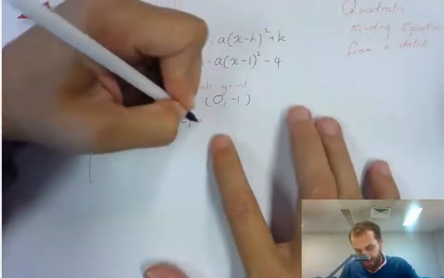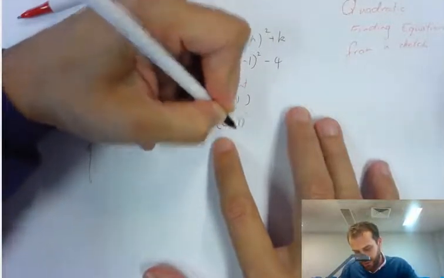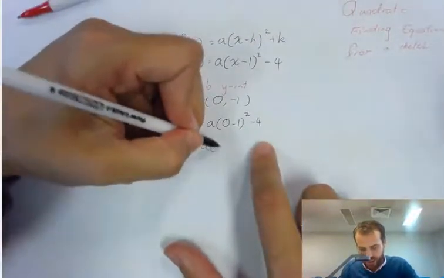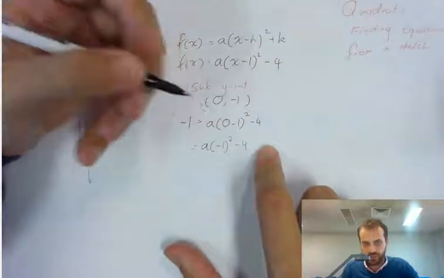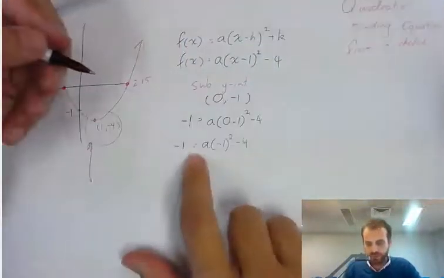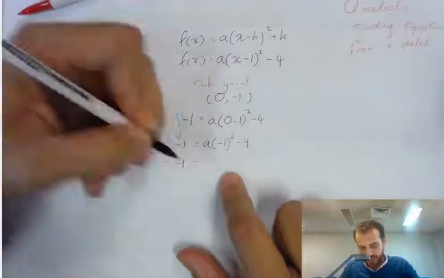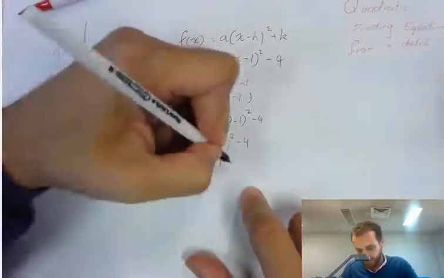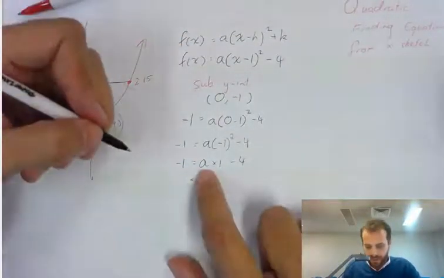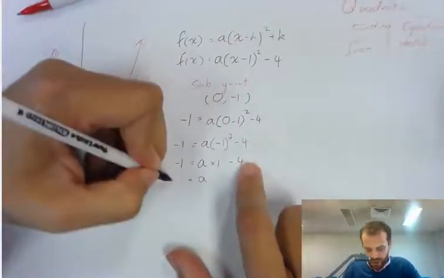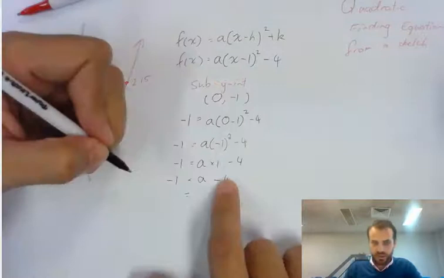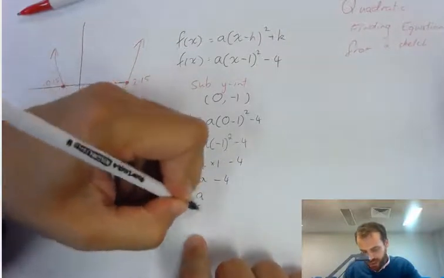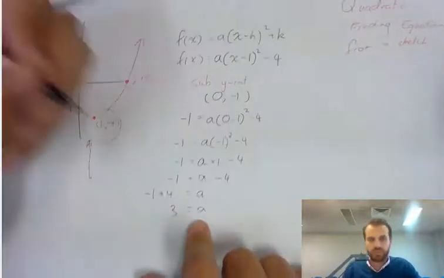So negative 1 equals a(0 minus 1) squared minus 4, equals a times negative 1 squared minus 4. Negative 1 equals a times, negative 1 squared is 1, so that's going to be a times 1 minus 4. A times 1 is just a. Negative 1 equals a minus 4. Can move that negative 4 to here, it becomes positive 4. Negative 1 plus 4 equals a. So a must be negative 1 plus 4, a is 3.